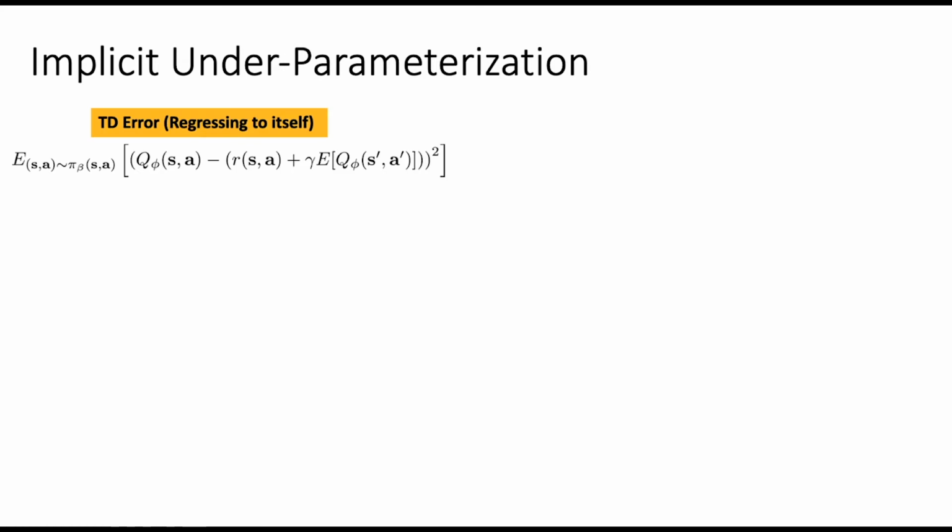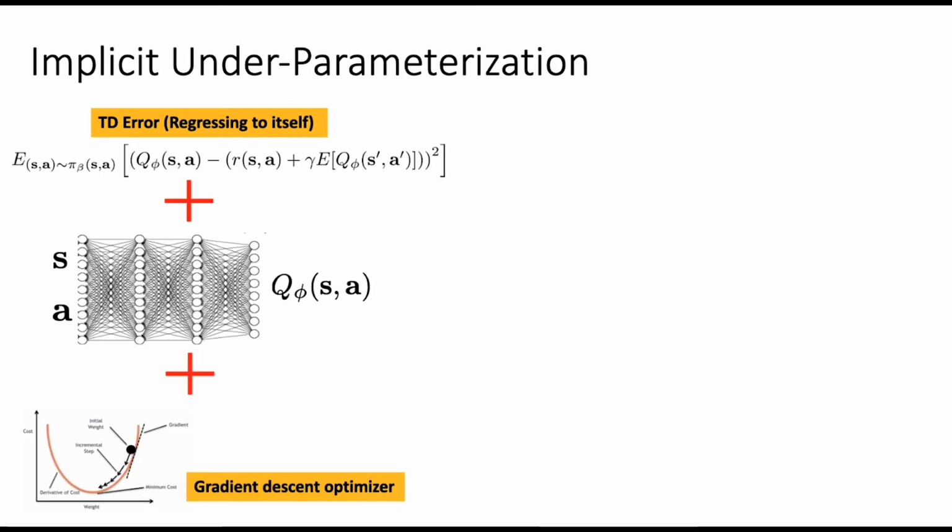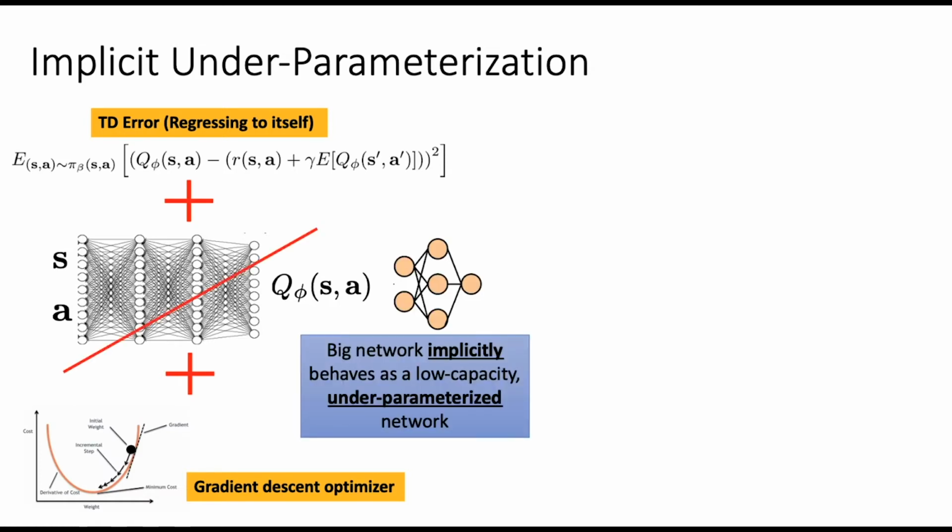So in this work, we identify a phenomenon that we call implicit under-parameterization in deep Q-learning algorithms that is one of the causes behind the inability to take many more gradient updates on the same dataset in a deep Q-learning setting. So what we show here is that when we utilize some sort of temporal difference error, which utilizes bootstrap targets, that is target values for regression that are generated using the previous instance of the same Q function approximator, alongside a deep neural network Q function with the gradient descent optimizer to minimize this objective, what essentially happens is that a big Q network, a high capacity, highly expressive Q network, implicitly behaves as a low capacity under-parameterized network.